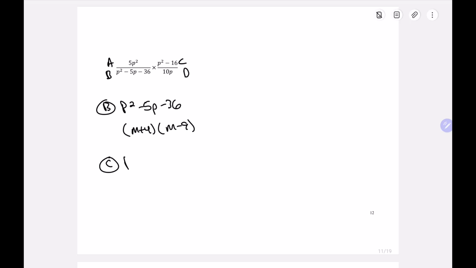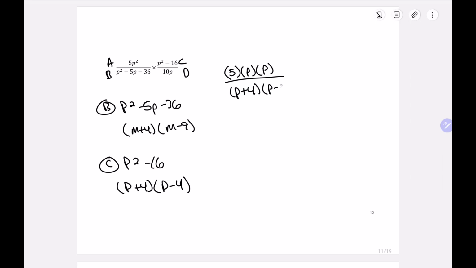And for C, we have p squared minus 16, and we can see that as a difference of squares, so we can go straight to p plus 4, p minus 4. If we put it back into the equation, we could rewrite it as 5p all over p plus 4, p minus 9, times p plus 4, p minus 4, all over 5 times 2 times p.